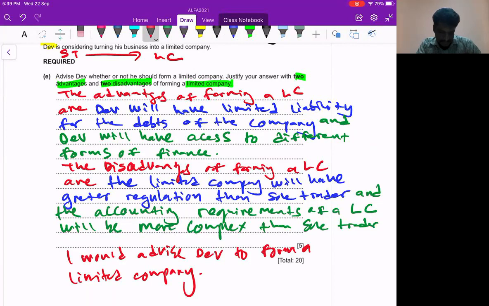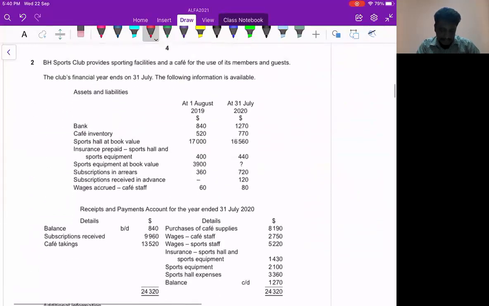Okay, now? Quite straightforward. And this answer you can take from the business studies also. You learn this in business studies, right? Advantages, disadvantages of a limited company. You can take the points from the business studies lesson also. Okay, you still get the marks. Okay, next one, question number 2.